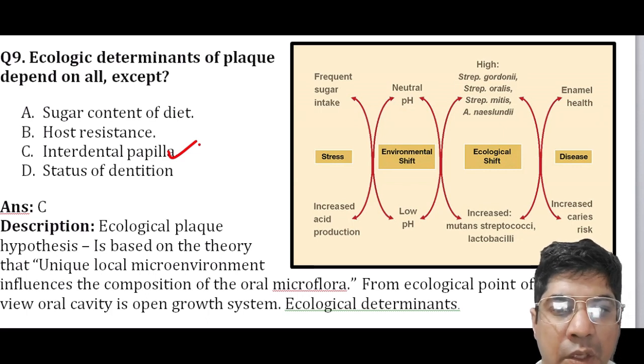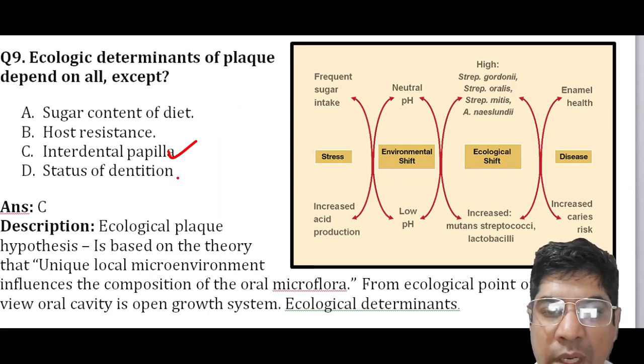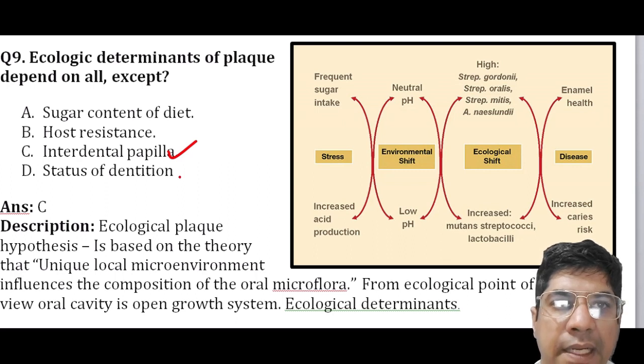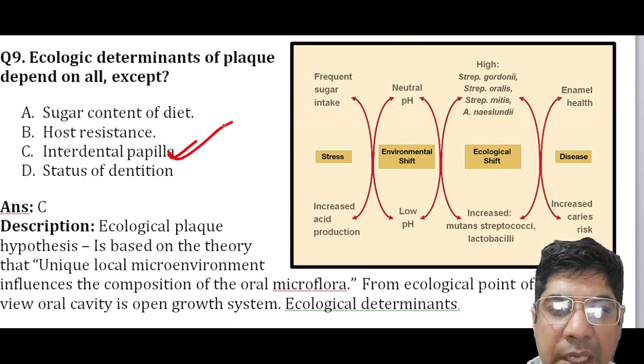Host resistance, the host's natural defense mechanisms, are significant determinants of plaque ecology. The status of dentition, the presence and condition of teeth, plays a role in plaque ecology. Tooth surfaces provide attachment sites for oral bacteria, and the status of dentition can affect the development and retention of plaque. So your answer is interdental papilla.